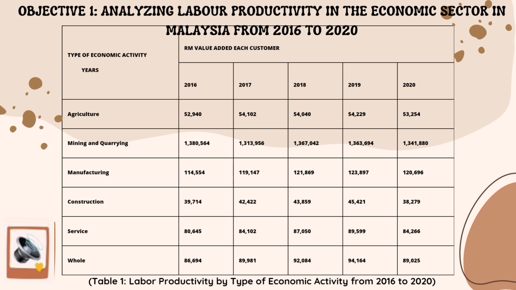In 2018, the added value of each laborer in the service sector shows an increase of RM87,050, also showing an increase. The total value added for each laborer in the service sector in 2019 was RM89,599, also maintaining an increase. Finally, as much as RM84,266 total value added to each laborer in the service sector in 2020. After several years of increase, the sector finally experienced a decline in 2020.